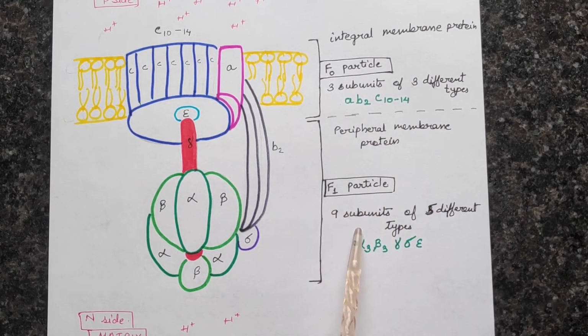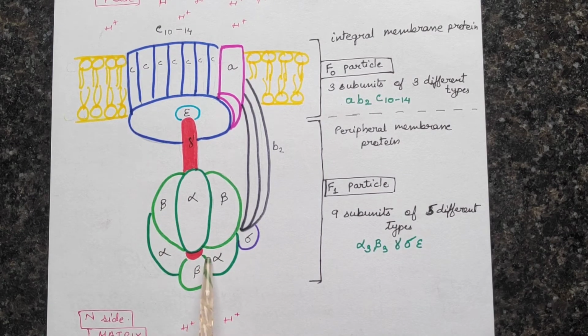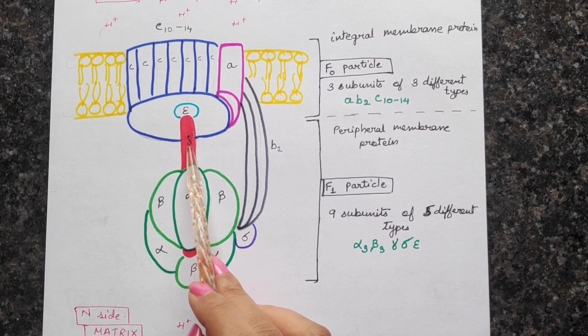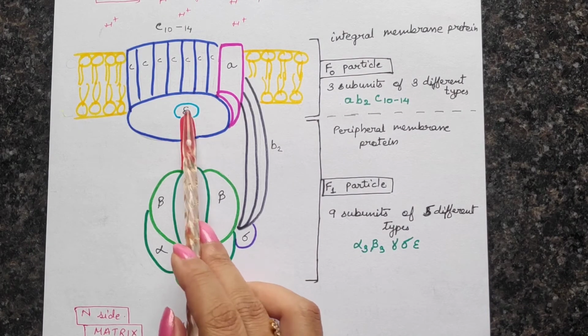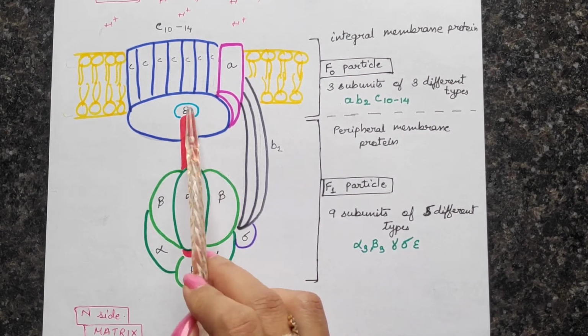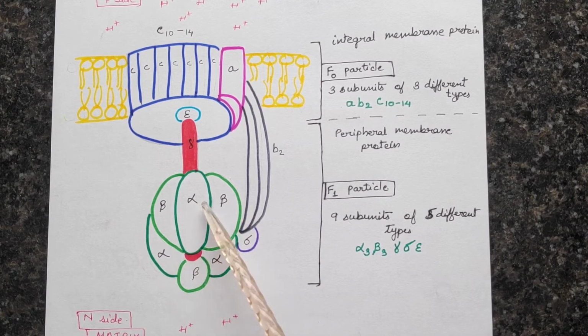In the F1 complex, we have this beta. The beta subunit is the most important subunit in this part, because beta subunits have the catalytic site. That means this is the part in which ATP synthesis will take place. So this beta subunit is very important. Then this gamma subunit. The gamma subunit is attached to epsilon, which is again attached to the C ring. This is completely attached to the C ring, and it penetrates inside this F1 complex.